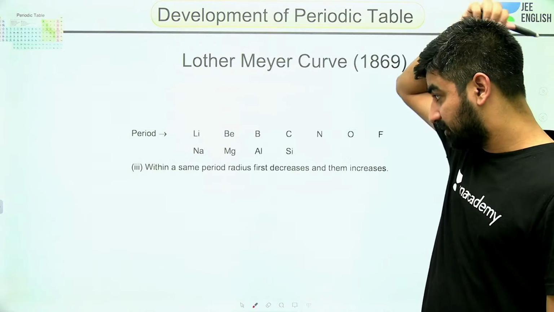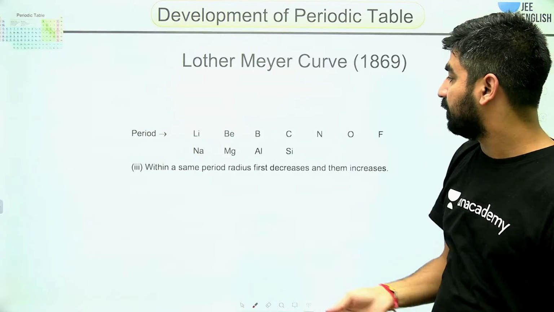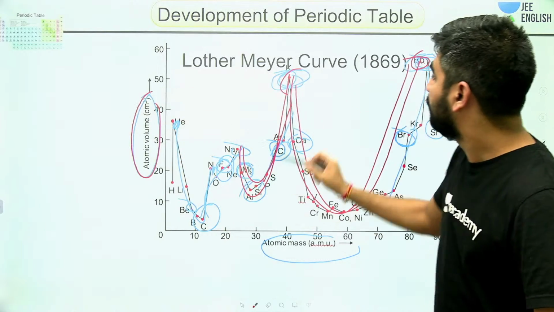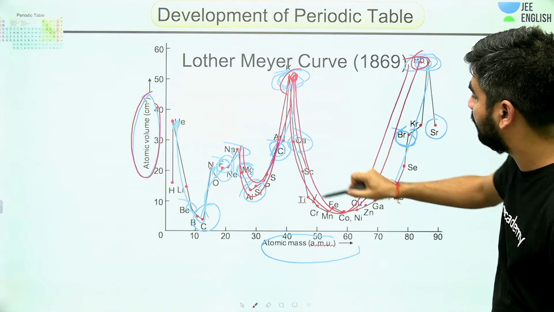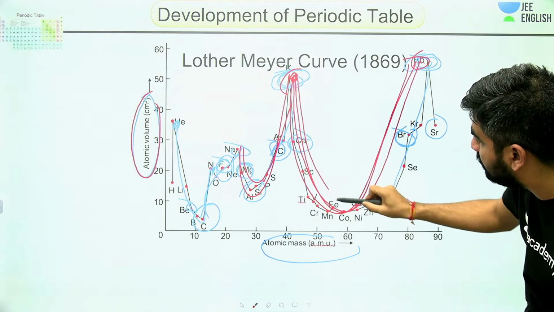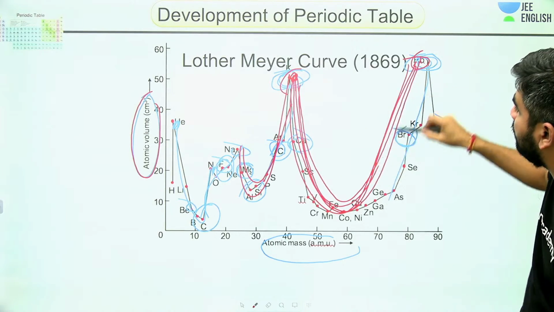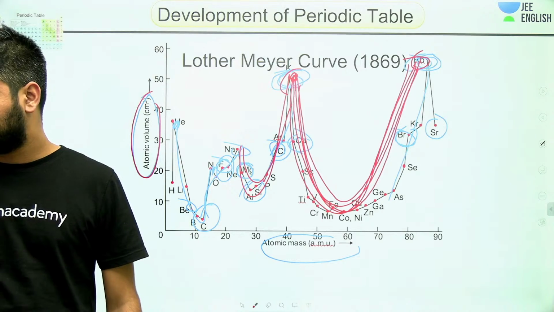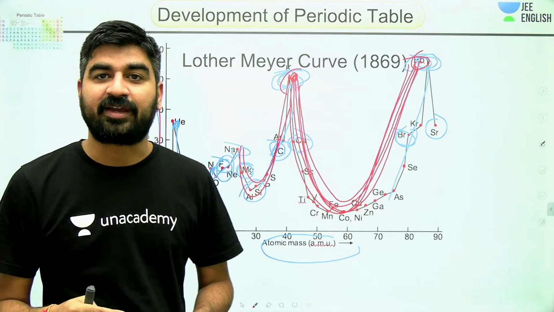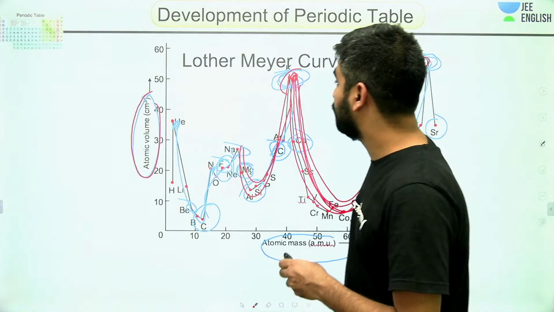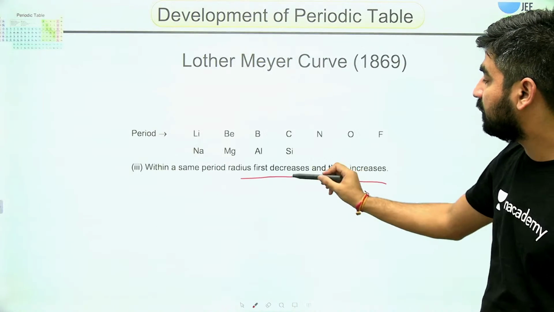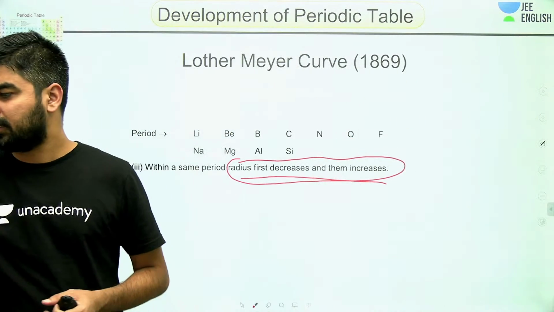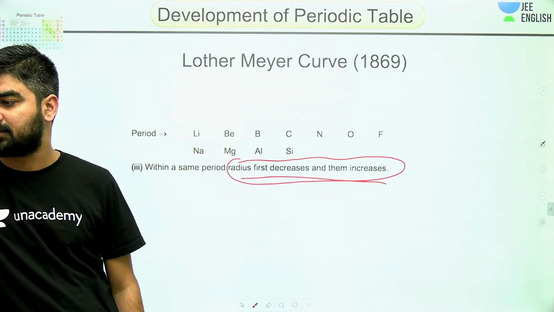Within the same period, the radius first decreases. How can you say that? Because this is the volume. Within the same period, starting from here and ending here, first the volume is decreasing, then it is increasing. So we can say within a period, first the volume will decrease, and then it will increase. So the next point was: within the same period, radius first decreases and then increases. Got it? These were purely his experiments.